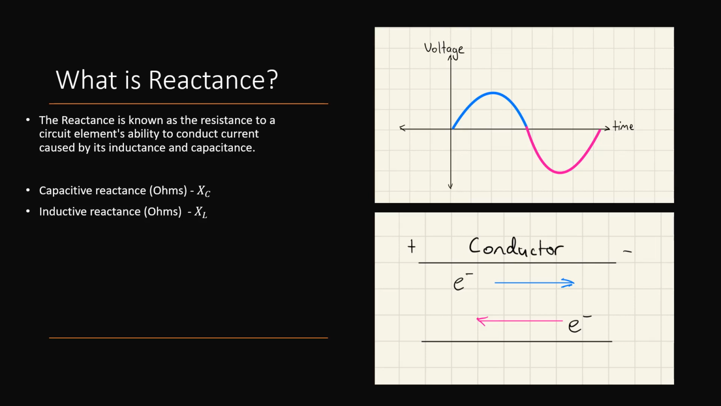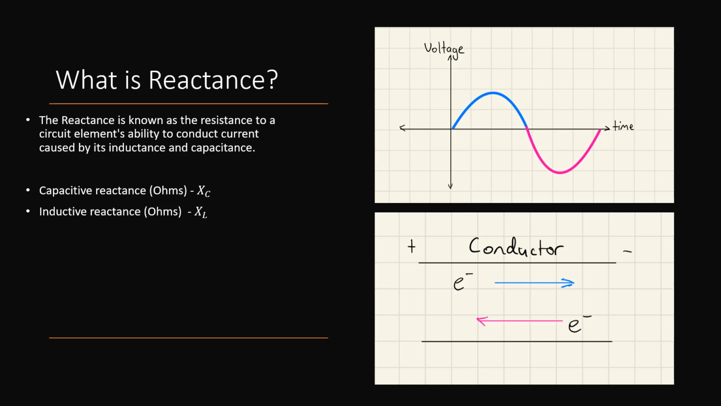So what is reactance? Reactance is known as the resistance to a circuit element's ability to conduct current caused by its inductance and capacitance. To the right, we have a graph showing voltage versus time. When the voltage is positive, the electrons travel to the right. When the voltage is negative, the electrons travel to the left.